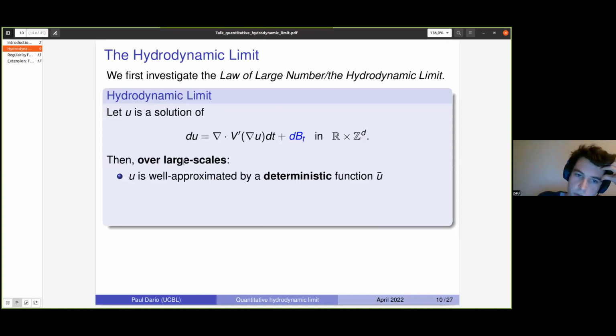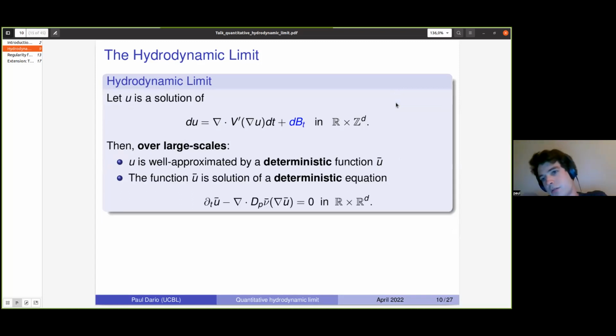If you look at your solution over large scales, and this is a very informal statement of the result, I will give you something slightly more precise later, your function u is well approximated by a deterministic function u bar. First remark: u bar is going to be equal to the expectation of u. So this is my law of large numbers: I converge to my expectation if I zoom out sufficiently and rescale properly. But we can say something else. The function u bar is deterministic and solves a partial differential equation, which will be very important later in the proof, and which has the following form: dt of u bar minus divergence of dp of nu bar of gradient of u bar is equal to 0.